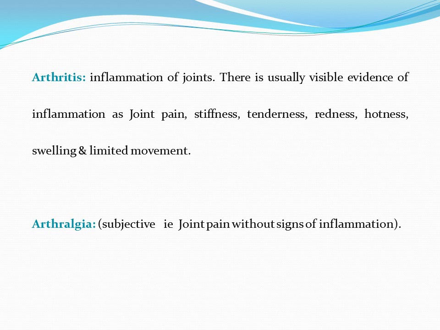You should know the difference between arthritis and arthralgia. Arthritis means inflammation of the joint. There is usually visible evidence of inflammation as joint pain, stiffness, tenderness, redness, hotness, swelling, and limited movement, while arthralgia means only pain, subjective joint pain without signs of inflammation.